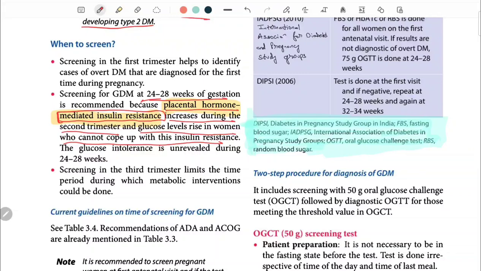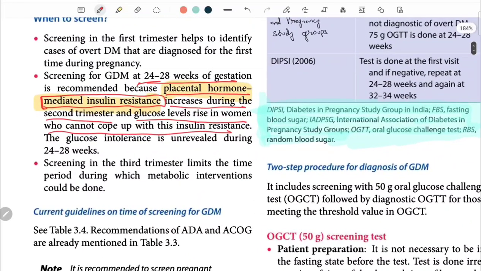Screening in the third trimester limits the time period during which metabolic intervention can be done. So screening for GDM is done at 24 to 28 weeks of gestation. What is the reason? This is a common favorite viva question. It is because of placental hormone mediated insulin resistance, which generally increases during the second trimester, and glucose levels rise in women who cannot cope up with this insulin resistance.